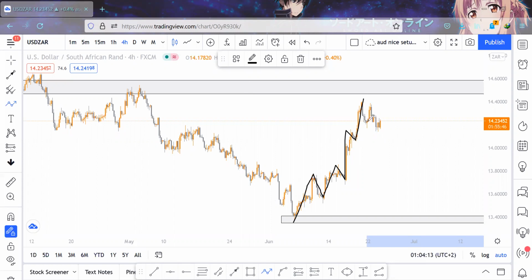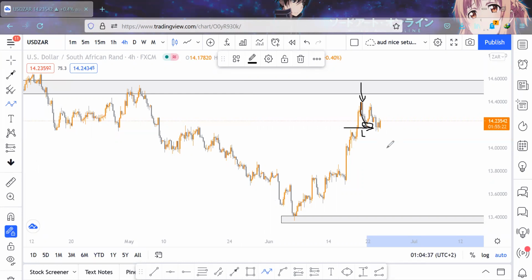Now, what is happening is the market has created a new high here, right? And then it pushed to the downside, forming a recent low here, which is now testing on the right side here, right?